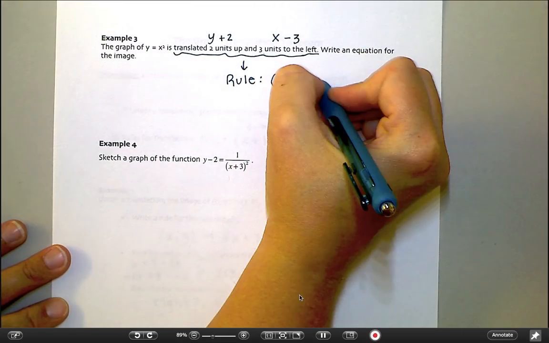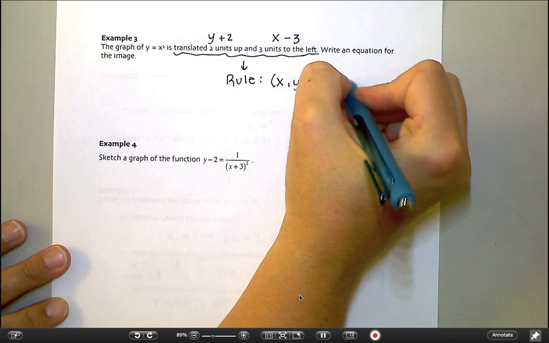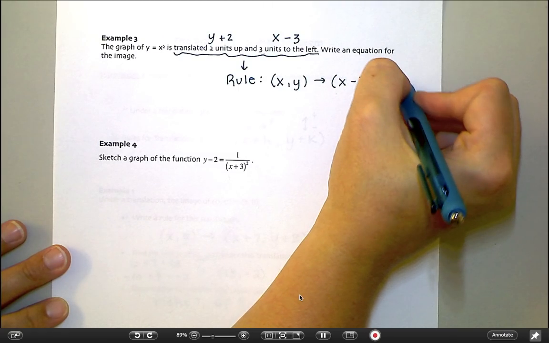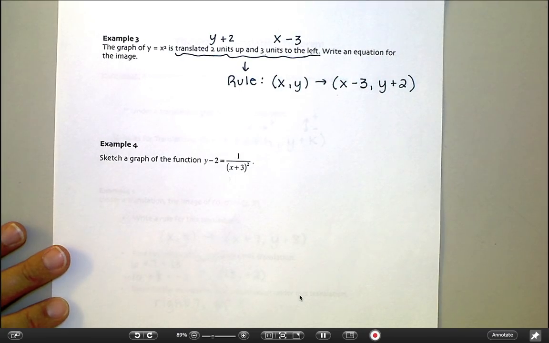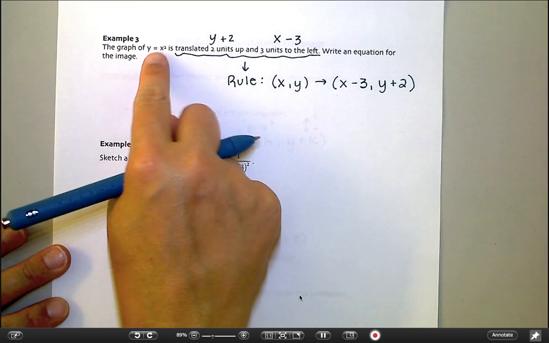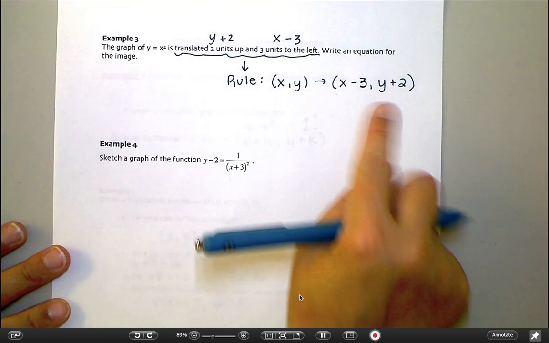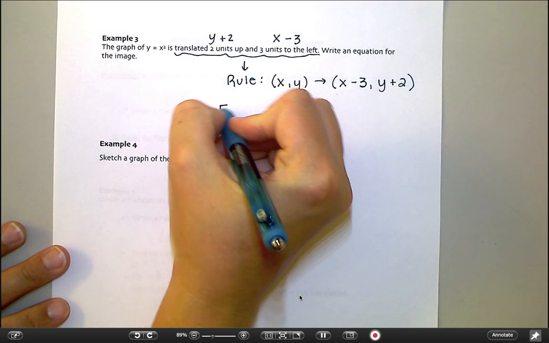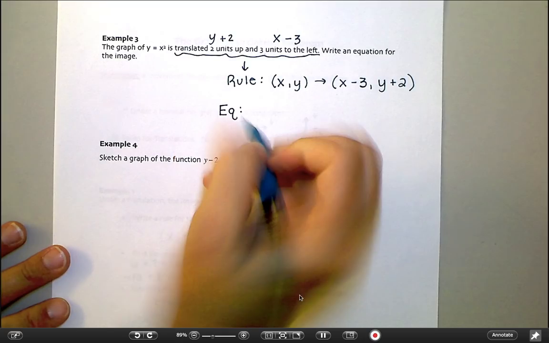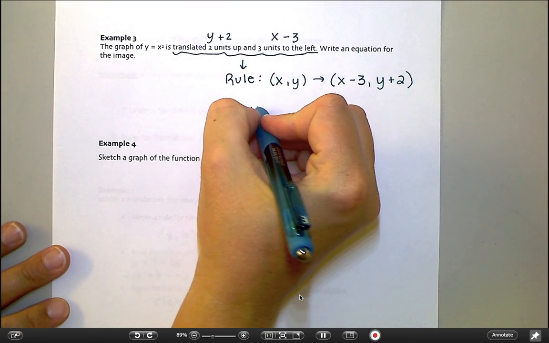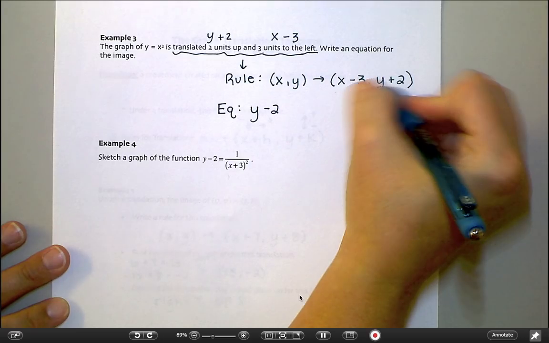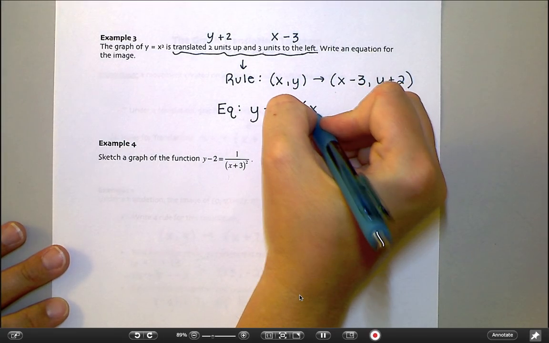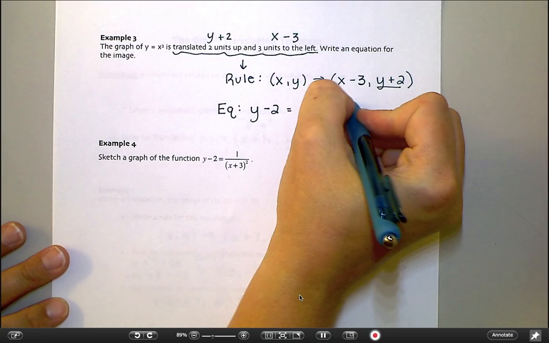(x, y) goes to (x minus 3, y plus 2). Start with that, because once you have that written out, we know exactly what we need to put in the equation. It's the opposite of what you see here. The equation then is going to start with y minus 2, and again, that's opposite of this, equals (x plus 3) squared.